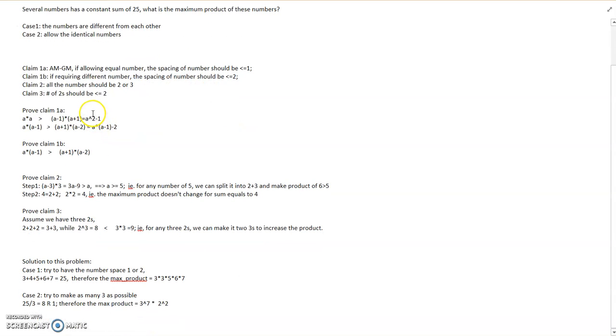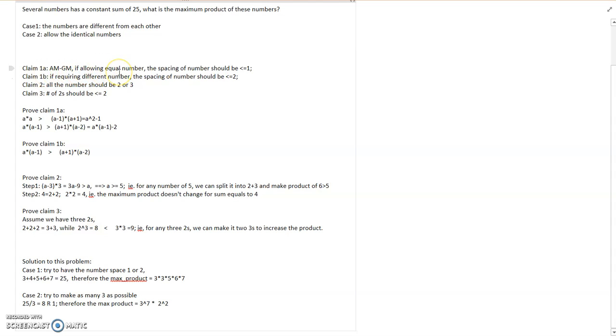Basically, we have 4 claims for this one. The first is: if the sum of some numbers is constant, what is the maximum of the product? It's basically using the inequality between the arithmetic mean and the geometric mean, which will be talked about in the future. We can talk about it in very brief ways. So I have 2 claims.